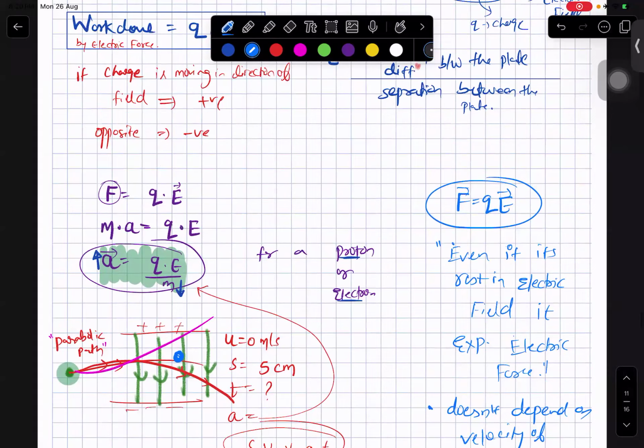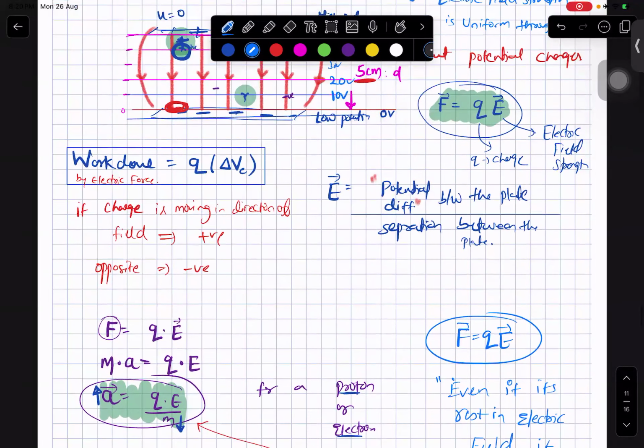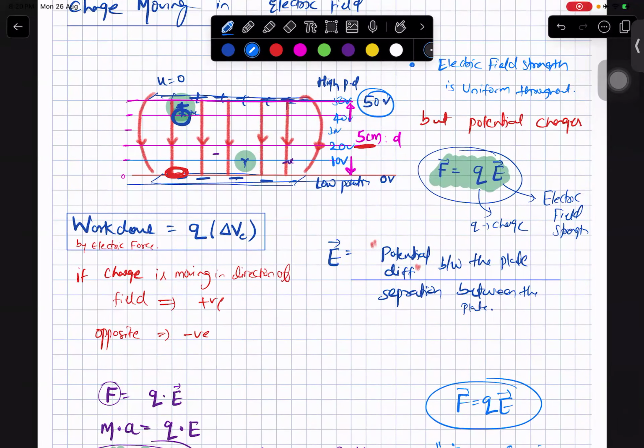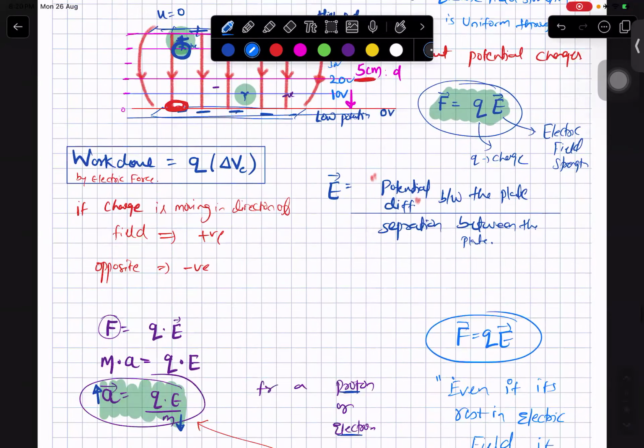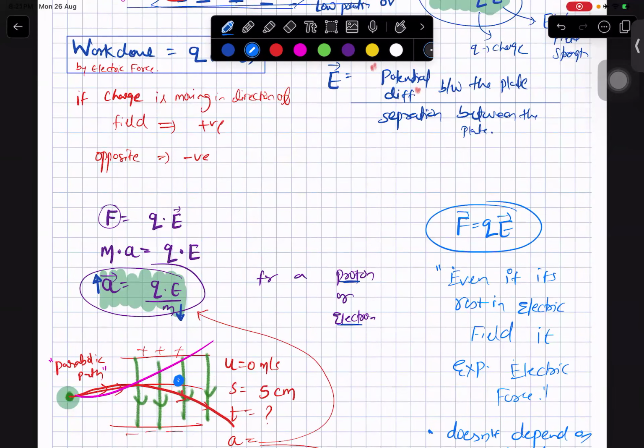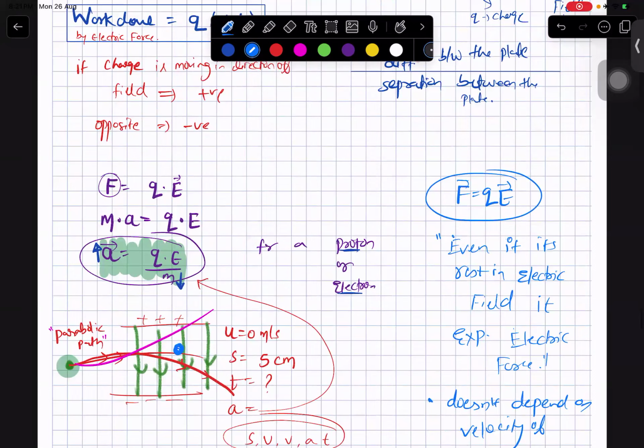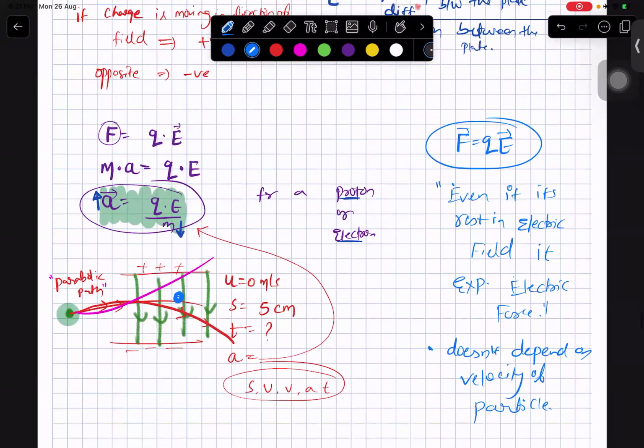So you should be able to do all these: work done, potential, electric fields, forces, and its velocity, and then motion as well, right? So you just have to essentially plug in the acceleration formula and then do SUVAT. Okay, cool.